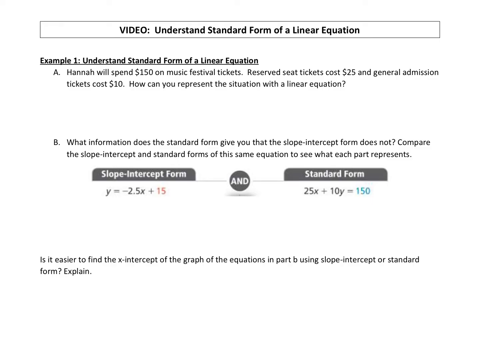So we want to identify or define our variables. We're going to let x equal the number of reserved seat tickets. So any x that we use in the equation, we will know what it stands for, what it's representing. Our y we're going to define as the number of general admission tickets.